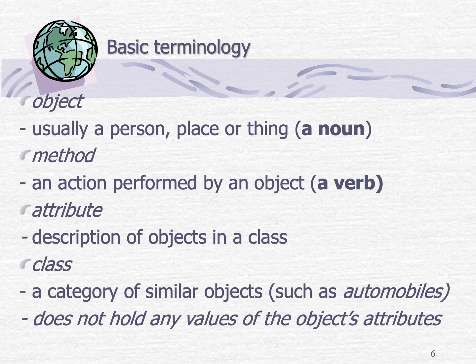6. Basic terminology. Object: usually a person, place or thing, a noun. Method: an action performed by an object, a verb. Attribute: description of objects in a class. Class: a category of similar objects, such as automobiles; it does not hold any values of the object's attributes.